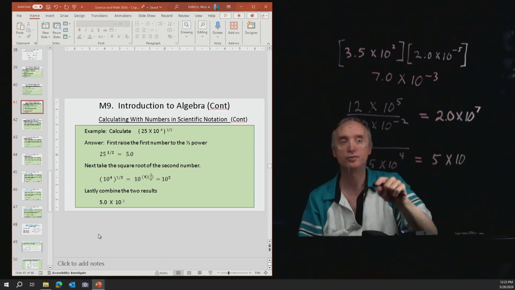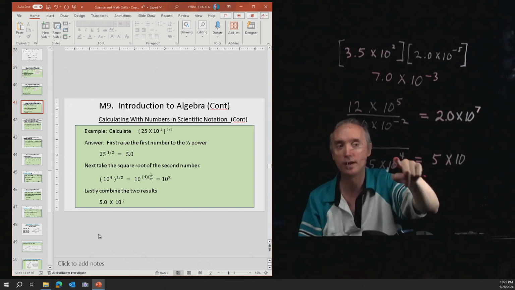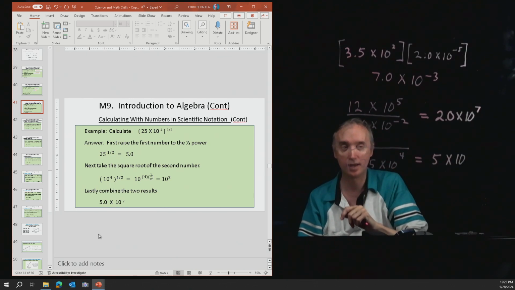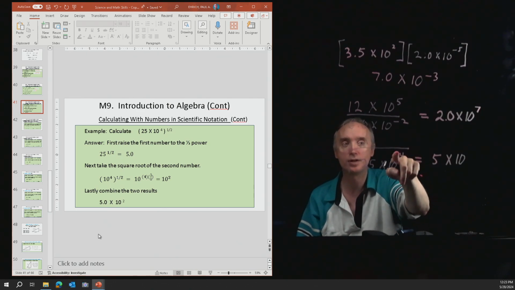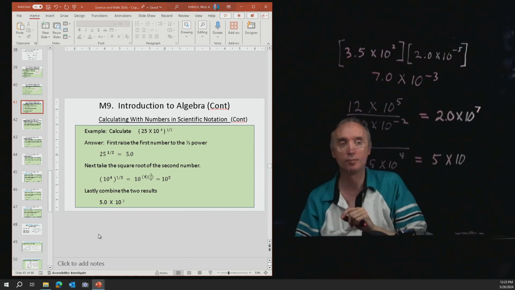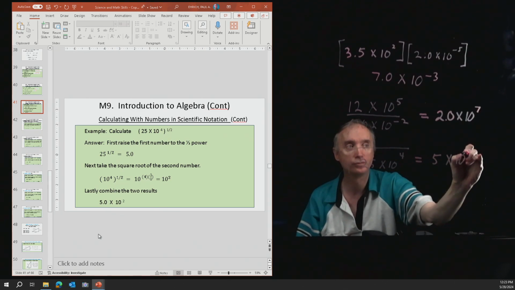Okay, now we need to take 10 to the 4th, and then it's going to be raised to the 1/2 power, because that's what a square root means. And when we take an exponential and raise it to a power, this time we're going to multiply. So we're going to multiply 4 times 1/2, and then that's going to be equal to 2.